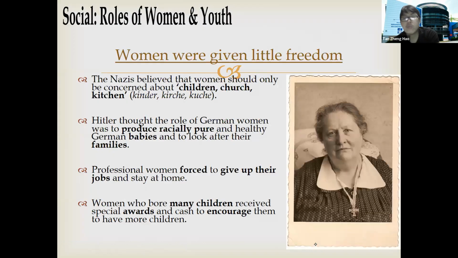Okay, what about women? Women, as we said in teaching the girls, they want the girls to be confined at home, like housewives basically. They believe that women should be concerned with children, church, and kitchen. They see women's main role as producing more racially pure German babies, to make Germany stronger by having more babies. If you had a job before, they would encourage or even force you to give up your job to stay at home. And if you bore many children, you were given awards. Kind of like what our government is doing today.